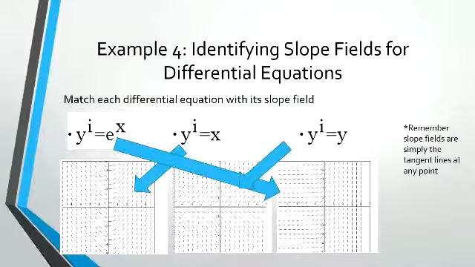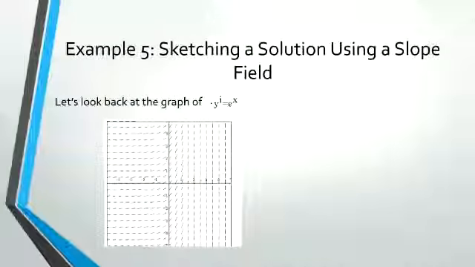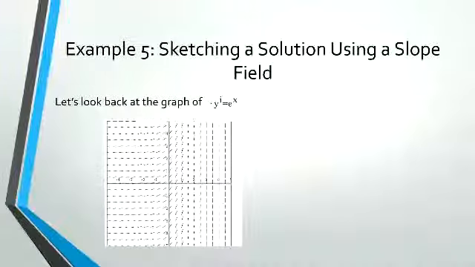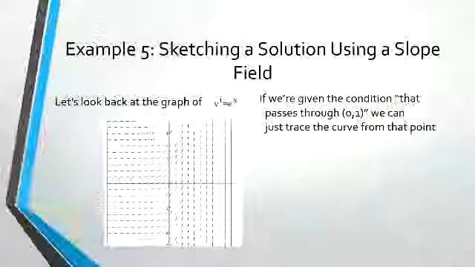Now to figure out which graph is a particular solution. Let's try the graph of e to the x again, this time with the condition that it passes through the point 0, 1. All you have to do is trace the curve from that point.